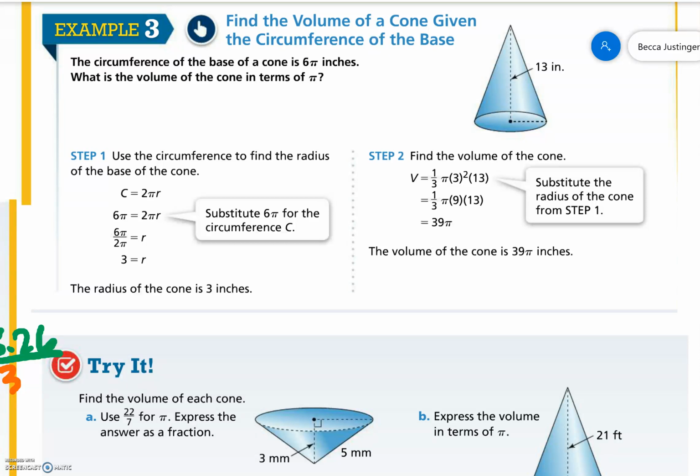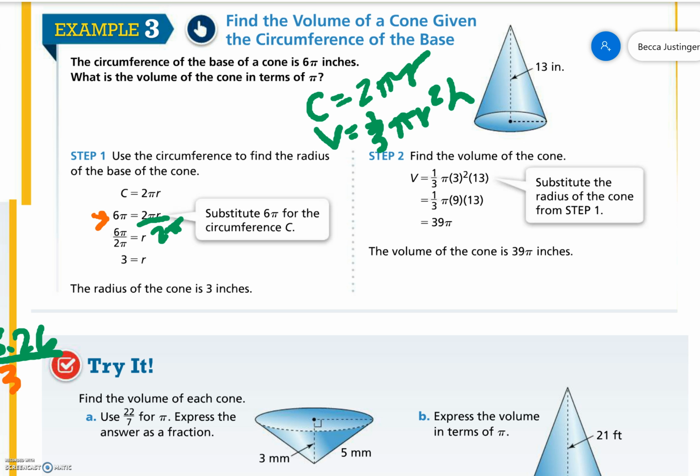Find the volume of the cone given the circumference and the base. Remember that circumference is equal to 2 pi r. The circumference of the base of the cone is 6 pi inches. What is the volume? Well, in order to use the volume formula, V equals 1/3 pi r squared h, I need to know what radius is. So they plug in 6 pi for circumference and solve for r. Divide both sides by 2 pi, it cancels out. 6 divided by 2 is 3, pi divided by pi cancels out, so the radius is 3.